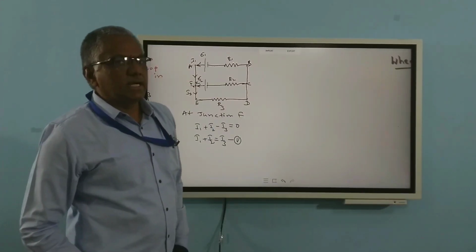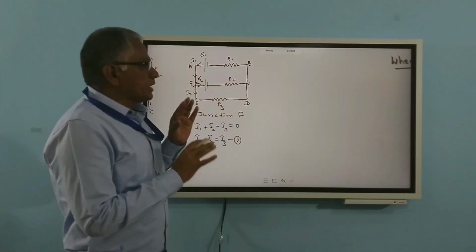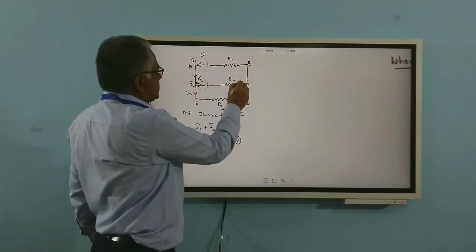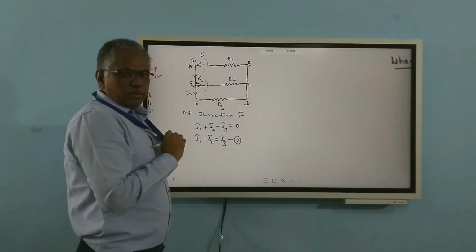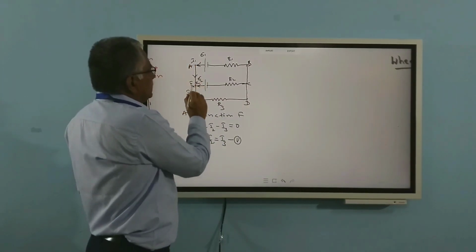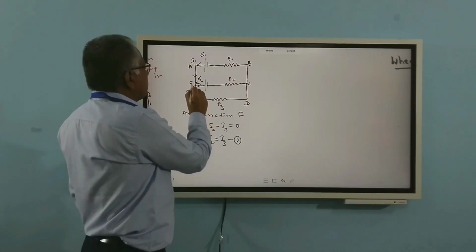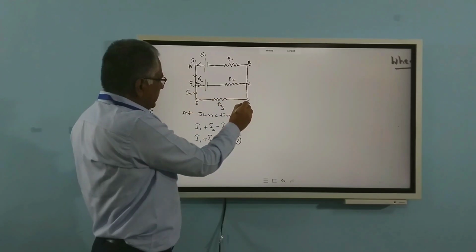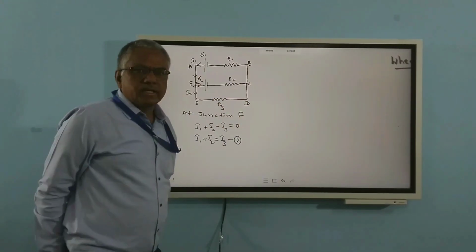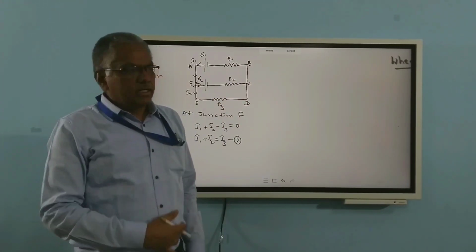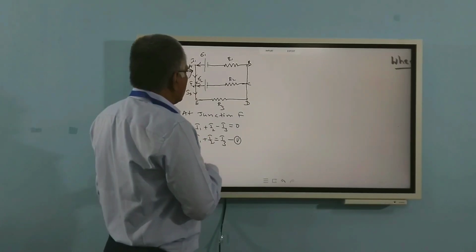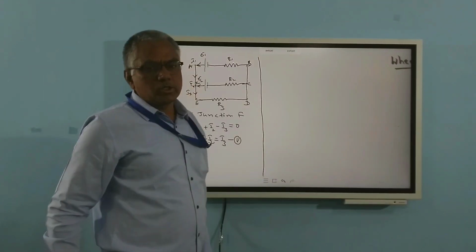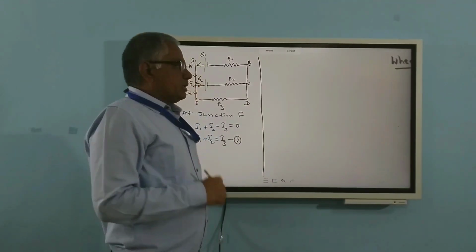Now let us apply the second law. There are a total of 3 loops here. One is A, B, C, F, A, one loop. Another loop is A, B, D, E, A. And one more loop is F, C, D, E, F. Like that, there are 3 loops here. Now let us take one loop and apply Kirchhoff's second rule, that is the voltage rule, or the loop rule.